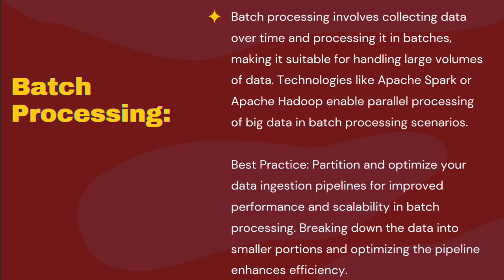Technologies such as Apache Spark or Apache Hadoop are commonly used for batch processing because they allow for parallel processing of big data. Best practice: to make batch processing more efficient, it's recommended to partition and optimize your data ingestion pipelines. By breaking down the data into smaller portions and optimizing the pipeline, you can achieve better performance and scalability.